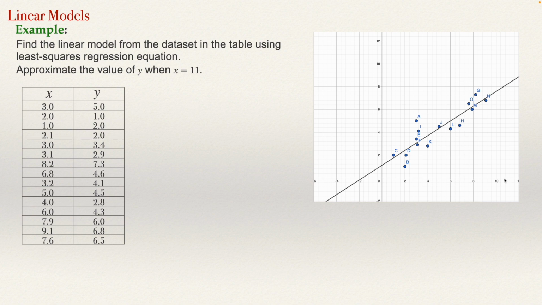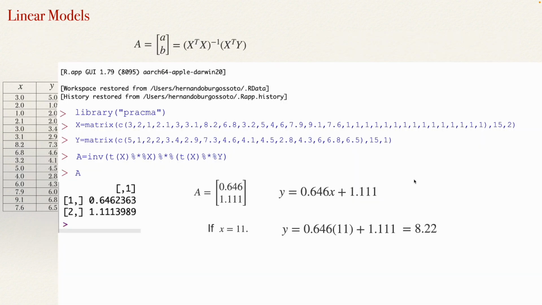8.22. If you see the graph that we got before, you will notice that when the value of X is 11, the value of Y is around 8. We know that the value of Y is 8.22, so this approximates the situation when X equals 11. With this, I have finished explaining how to use matrix algebra for finding the least squares regression line, so the line of best fit of the points we have.